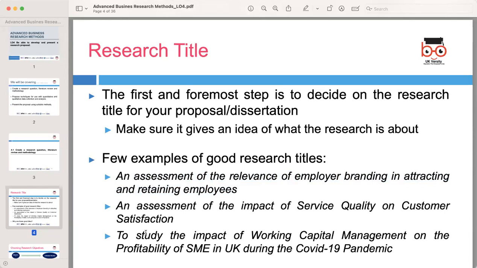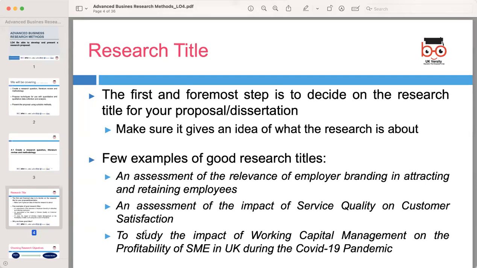And the last one is to study the impact of working capital management on the profitability of small and medium enterprises in the UK during the COVID pandemic. This title conveys the specific focus of the research, which is to investigate the relationship between working capital management and profitability of small and medium-sized enterprises in the UK. Specifically, during the challenging period of the COVID-19 pandemic, it addresses a relevant and timely topic, making it an effective research title.